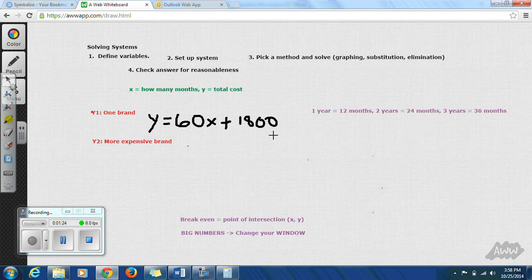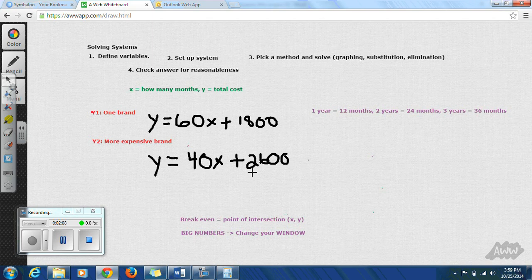Y equals mx plus b. B is beginning, m is the slope, $60 each month. The more expensive brand, they charge less per month, $40 per month. So 40 is the slope in this equation, and the y-intercept, b, the beginning, is the base price cost $2,600. So even though it's more expensive here, monthly, it's more cost efficient. So here are your two equations.